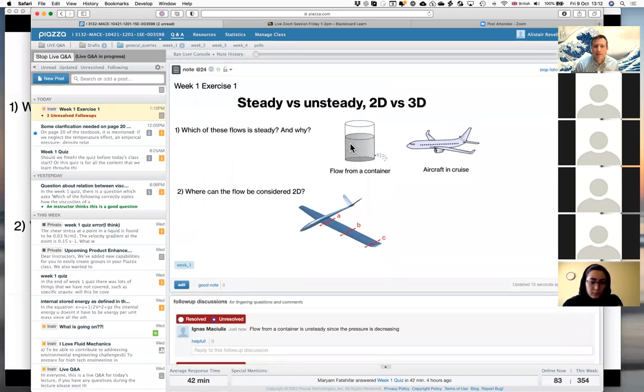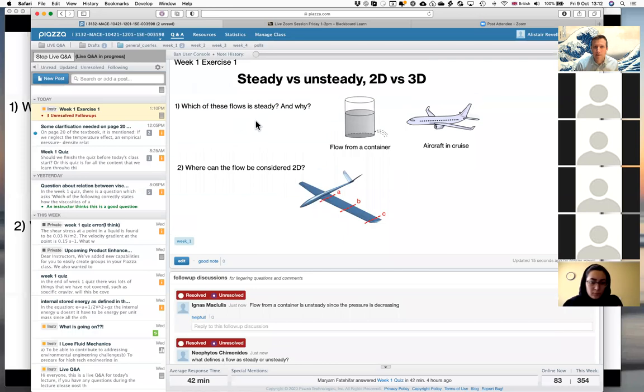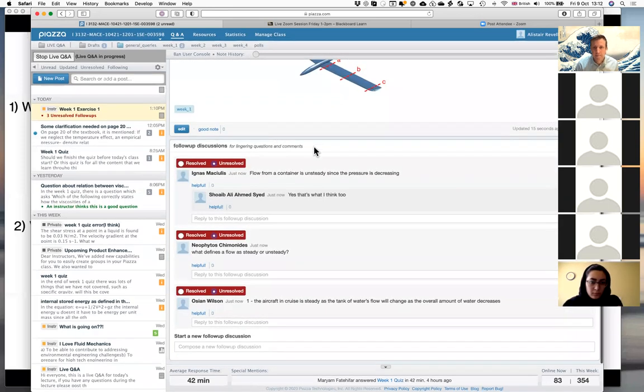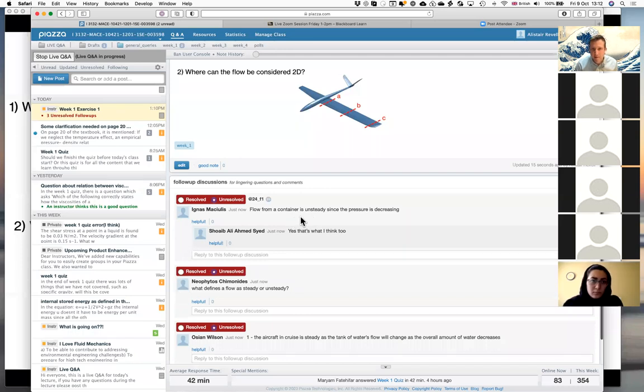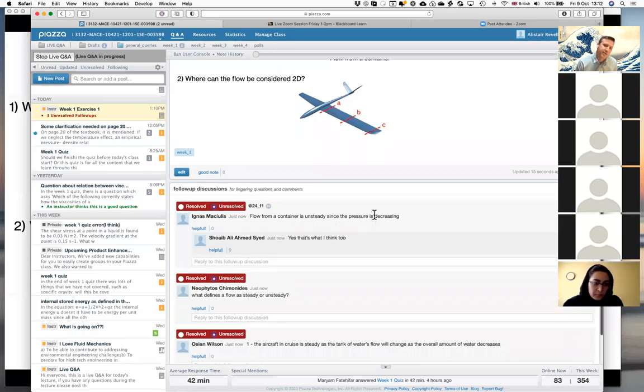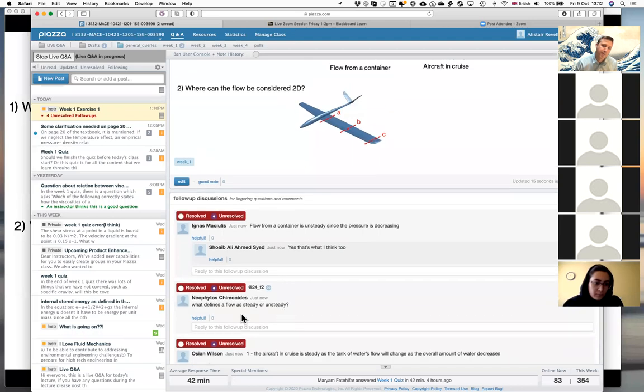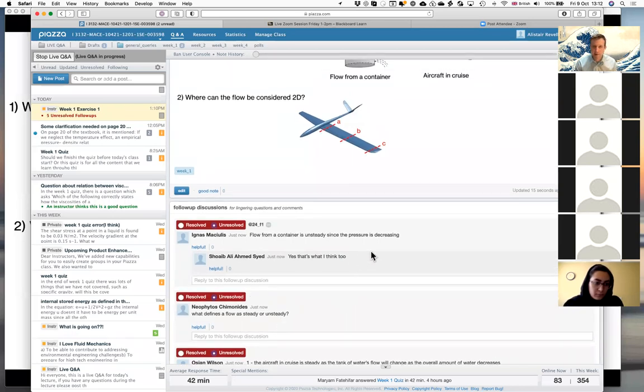Hopefully you can start to see what's going on, and we've got some answers coming up. Okay, so yes, as people have started to say, the flow from the container is unsteady because the pressure is decreasing. I'll deal with that one first. Yes, so the pressure is decreasing.